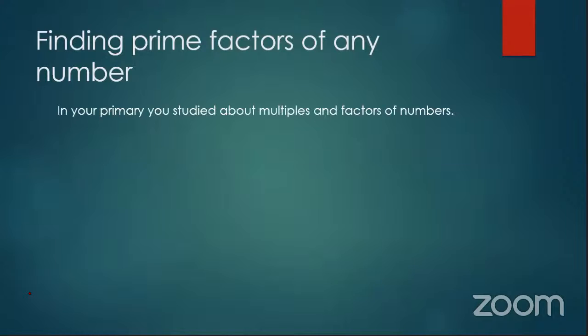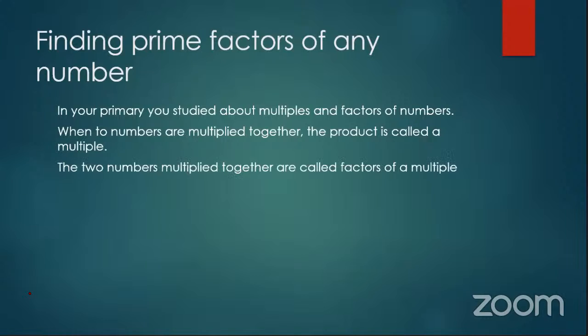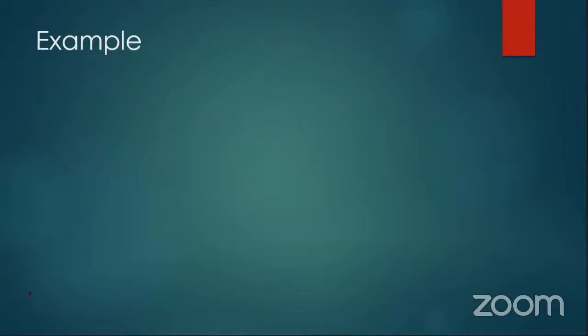So in your primary, you studied about multiples and factors of numbers. When numbers are multiplied together, their product is called a multiple. Those numbers that we have multiplied to give us a multiple are called the factors of that multiple. So a multiple has two or more factors, as we are going to see.